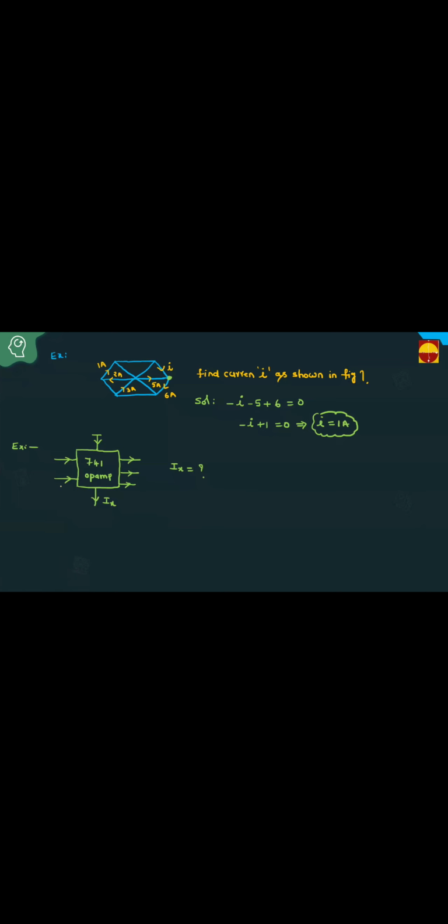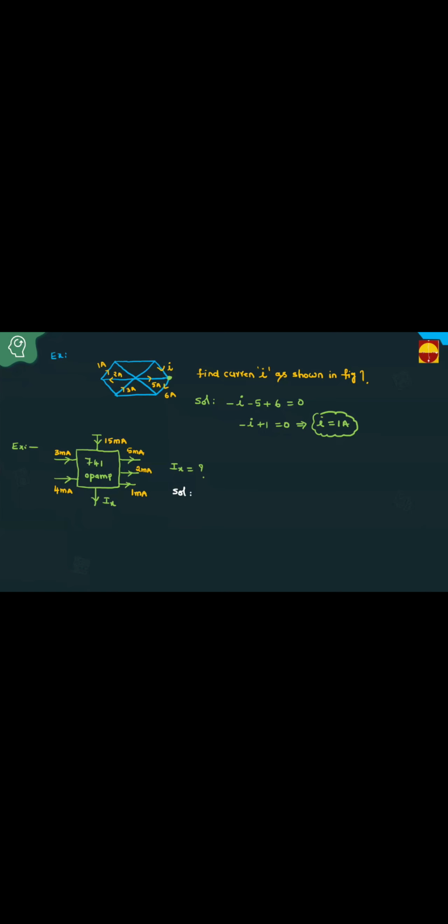Okay, these are the given currents: 3 milliamperes, 4 milliamperes, 5 milliamperes, 2 milliamperes, 1 milliampere, and this is 15 milliamperes. You have to calculate what is IX. Then how to solve for IX?